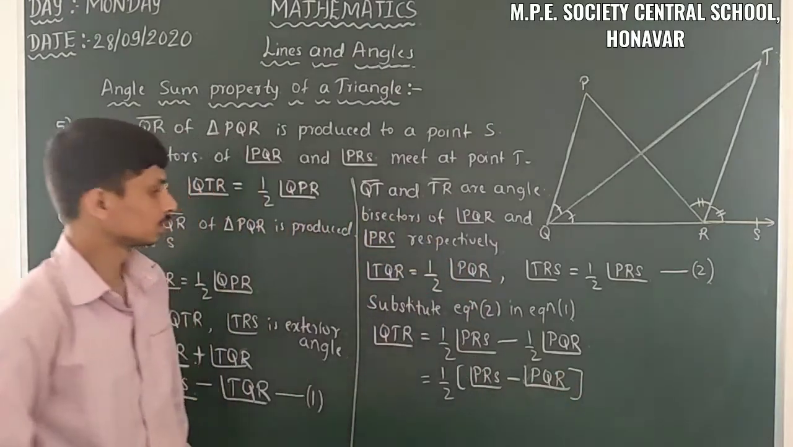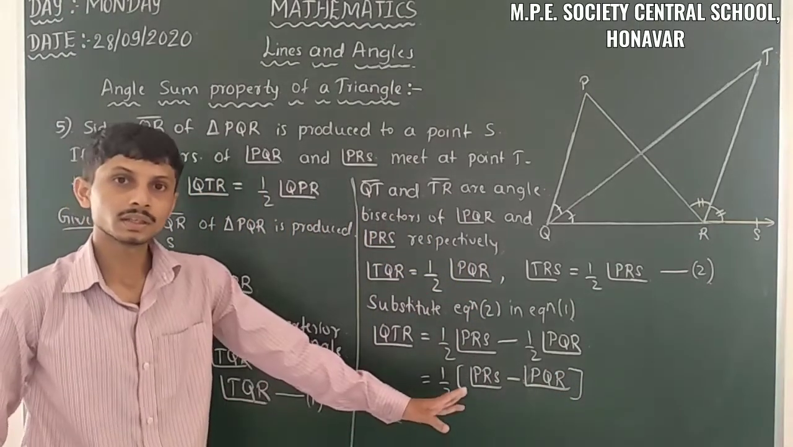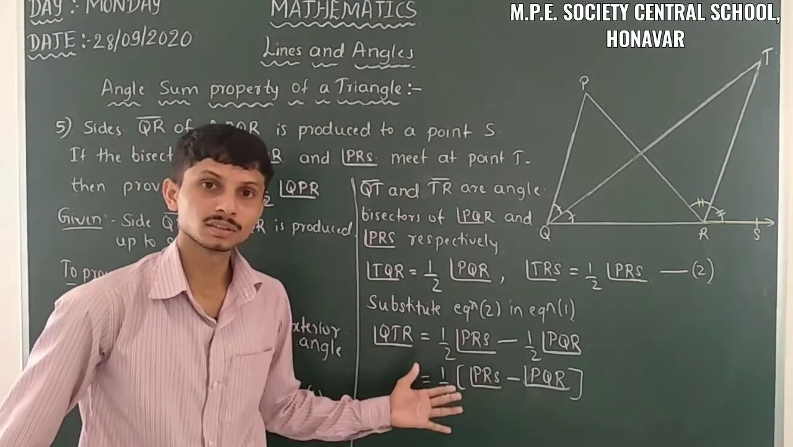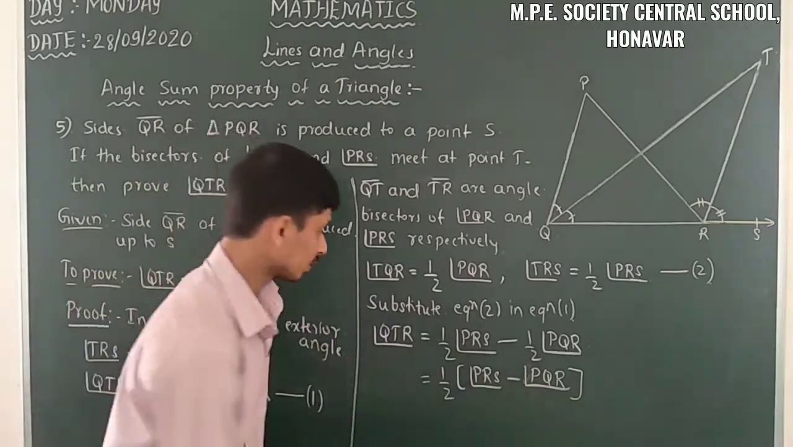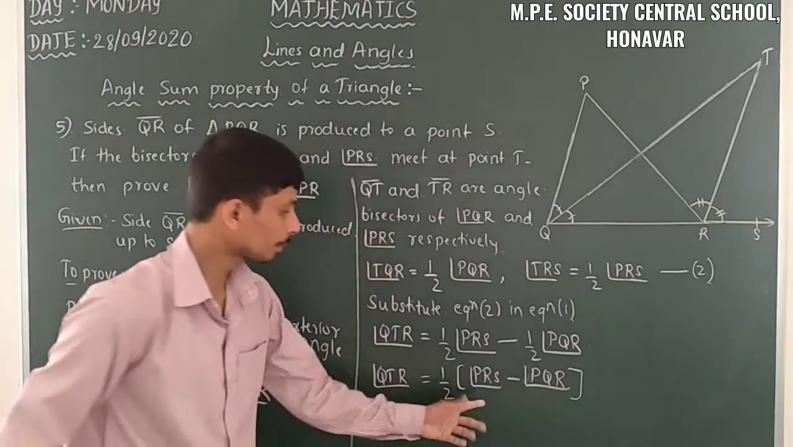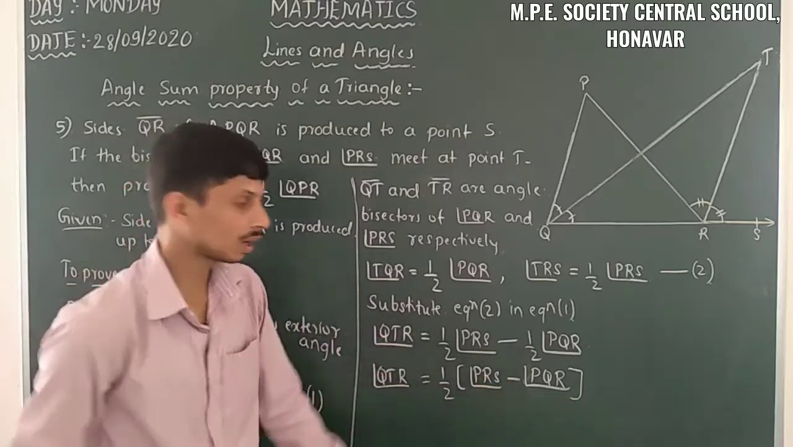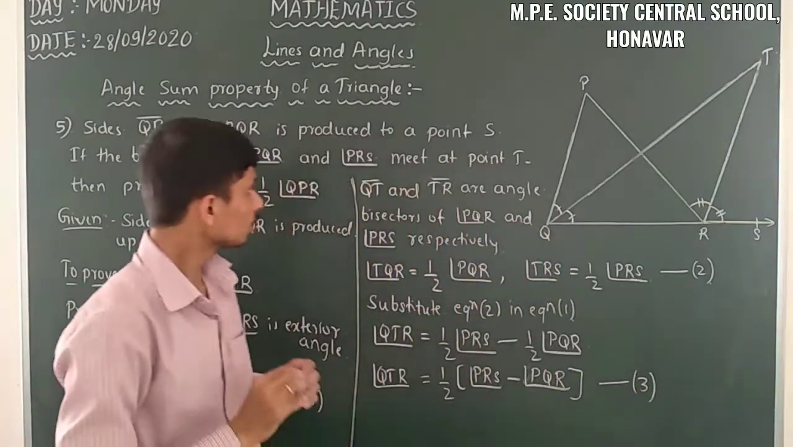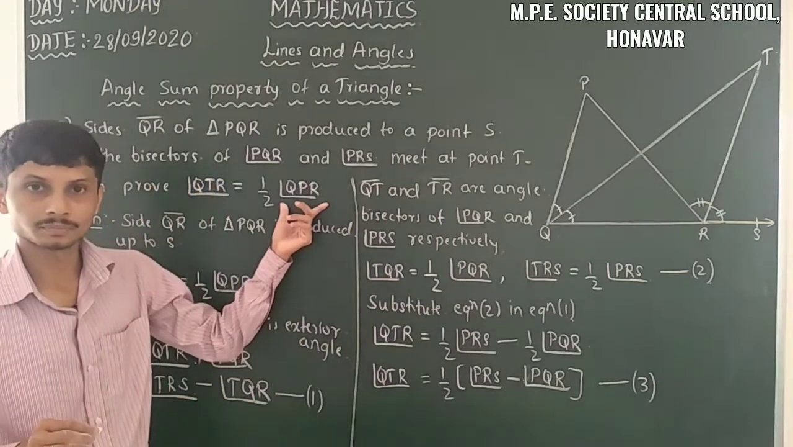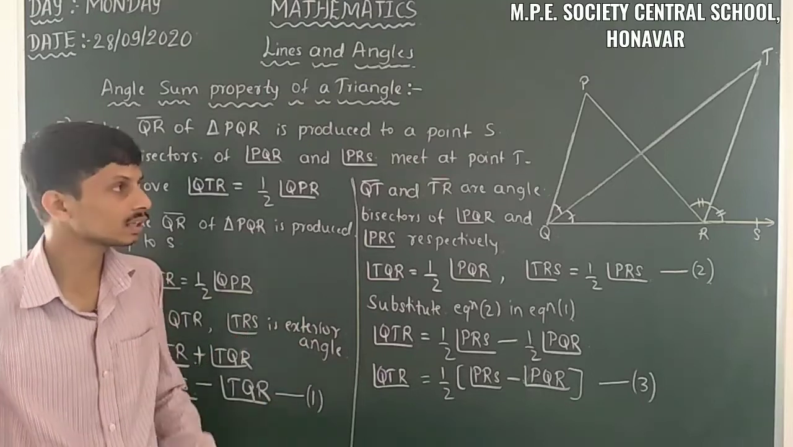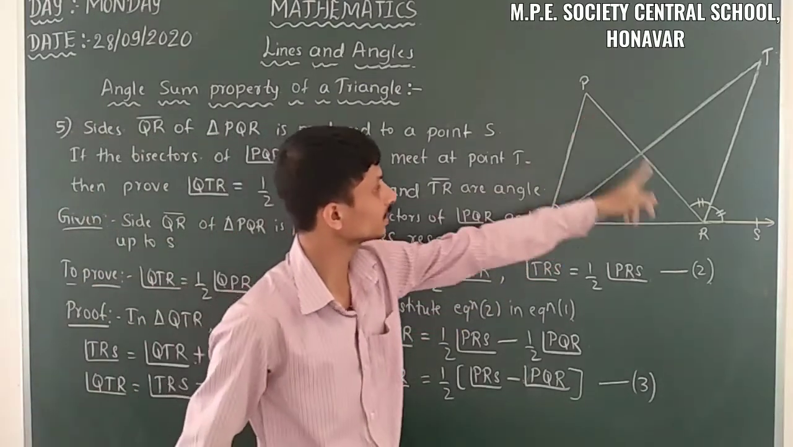Yes. So here we have to convert. Also we have to convert the RHS side. So I will take this as angle QTR is equal to half of angle PRS minus angle PQR as equation number 3. So here we want QPR. How can we take the QPR here? So just observe, QPR is here.